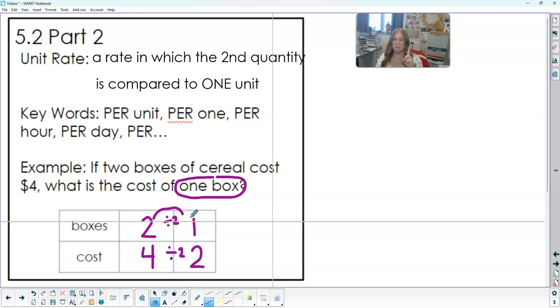Now I can see one box is my unit, right? Unit means one. One box is $2. We can use these charts to help us figure out how much a unit is. So make sure you have that filled out, and then we'll do some more practice.